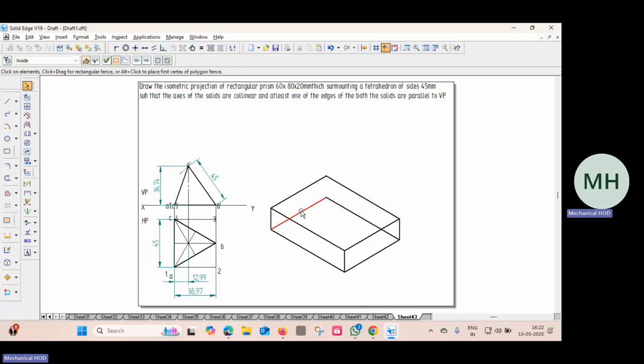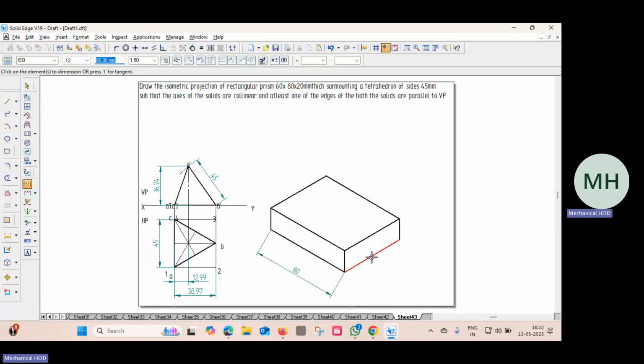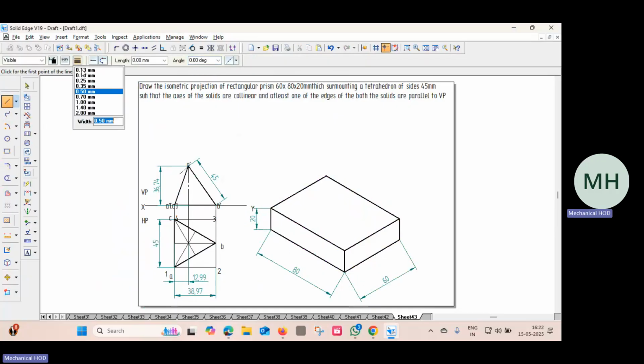In isometric projection, you don't see the hidden edges. So delete these hidden edges. Okay. Dimensioning is not compulsory. For your information, I am just showing this is 80, this is 60, and this is 20. Now find out the center of the diagonal of the rectangular top face. This is the midpoint. Scroll on this line, get the midpoint symbol.